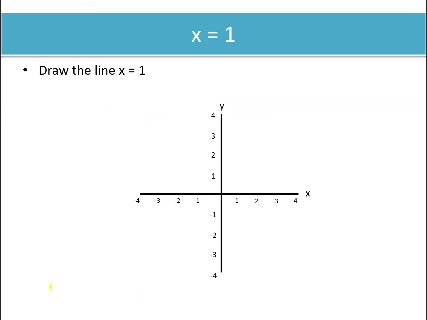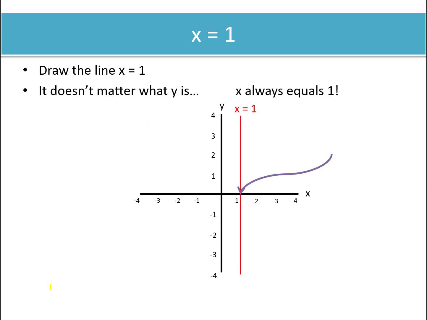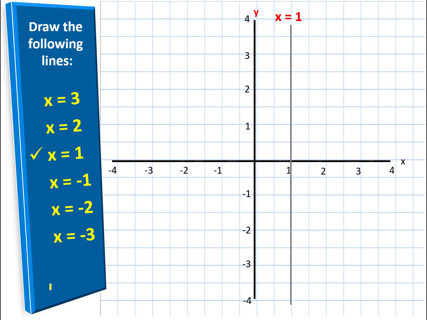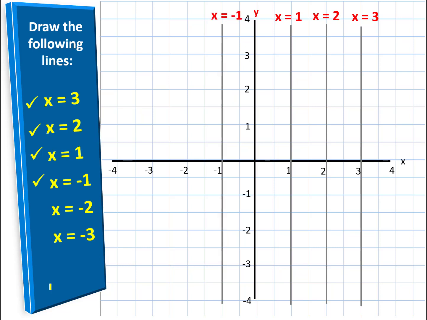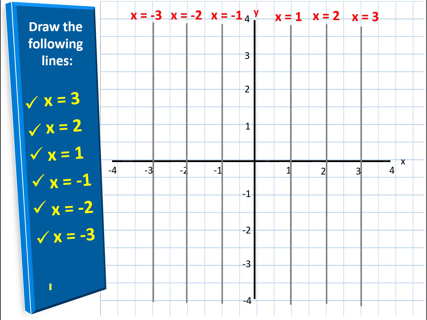Well, you knew what y equals 1 is, so hopefully you'll remember x equals 1 is this line, because every coordinate is 1. So draw those lines with your finger. You don't need to do it in your books. And hopefully that cements that into your memory.